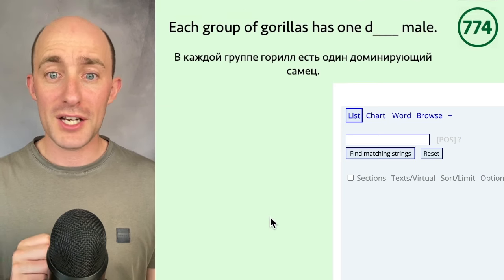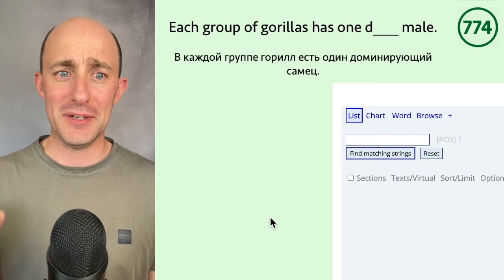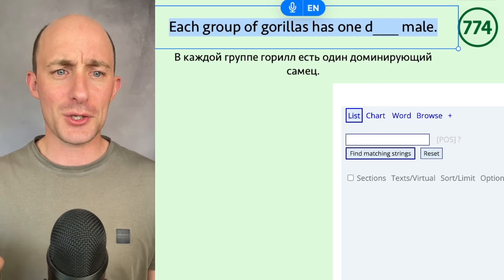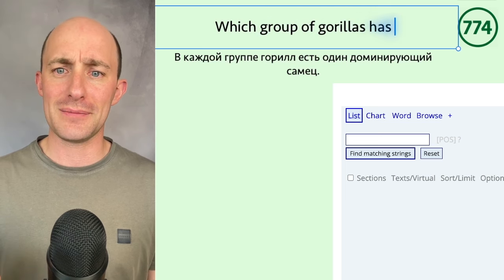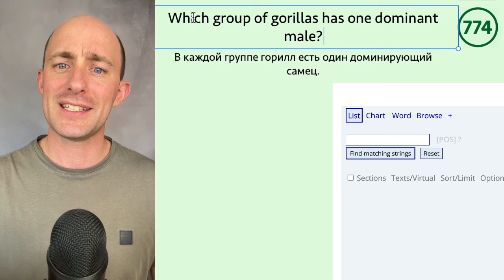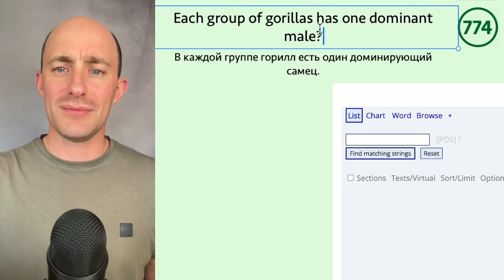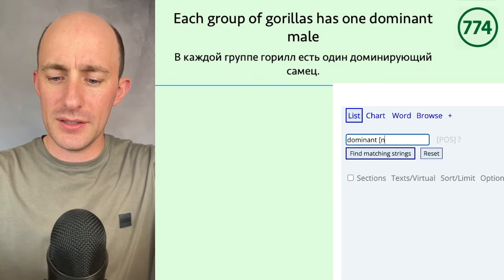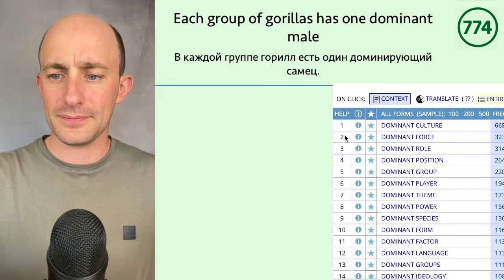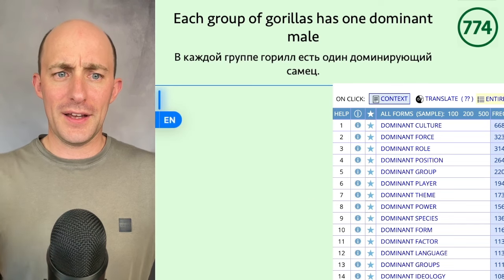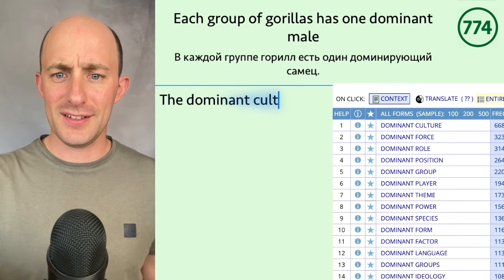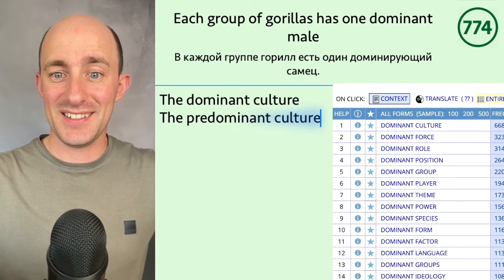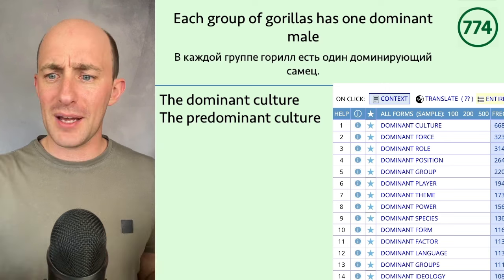The next one. В каждой группе горилл есть один доминирующий самец. Доминирующий is dominant. Each group of gorillas has one dominant male. I didn't say which, I said each. Never mind. Dominant. What else can be dominant? Let's have a look. Dominant followed by nouns. We can talk about the dominant culture or the predominant culture. What's the difference? Dominant, predominant.